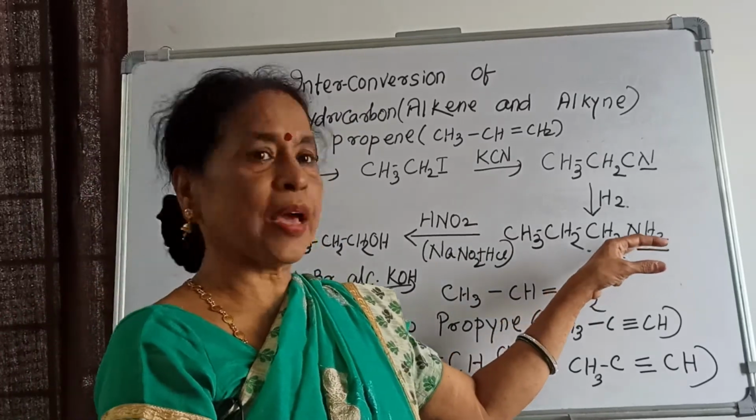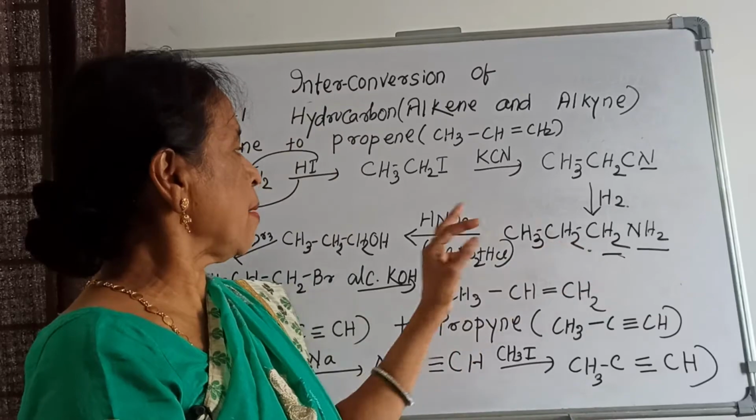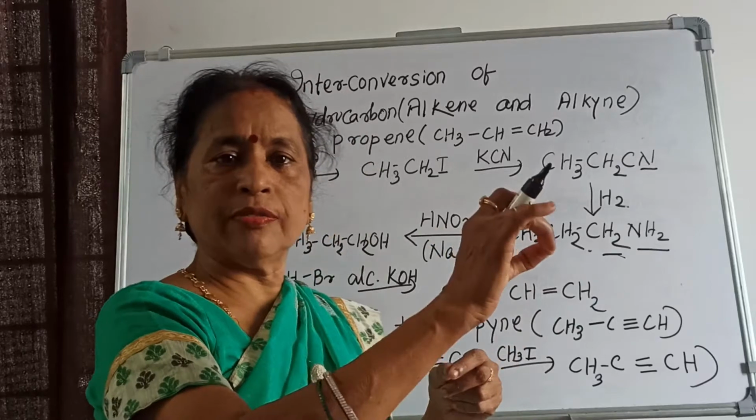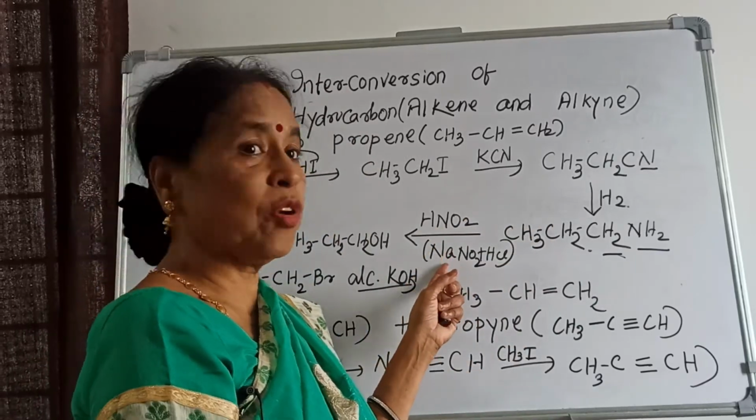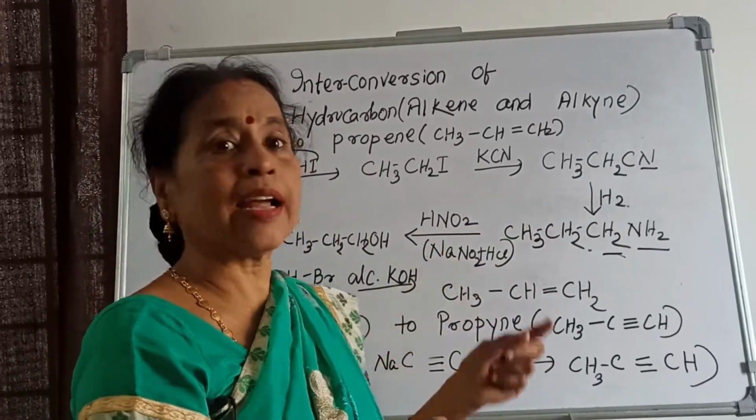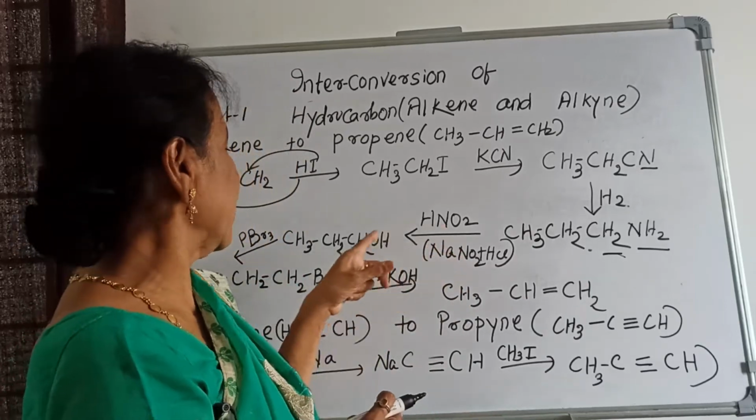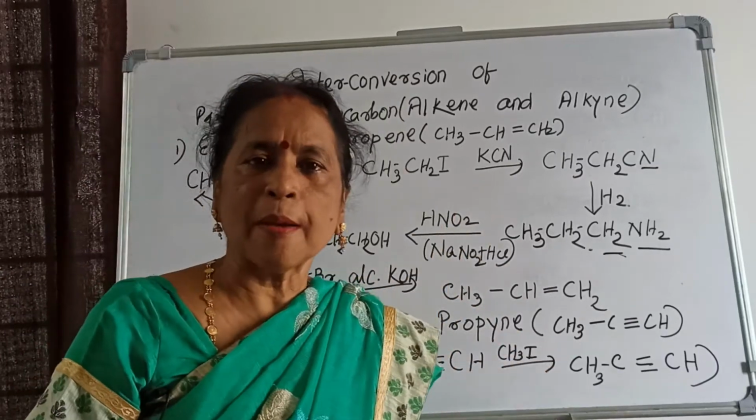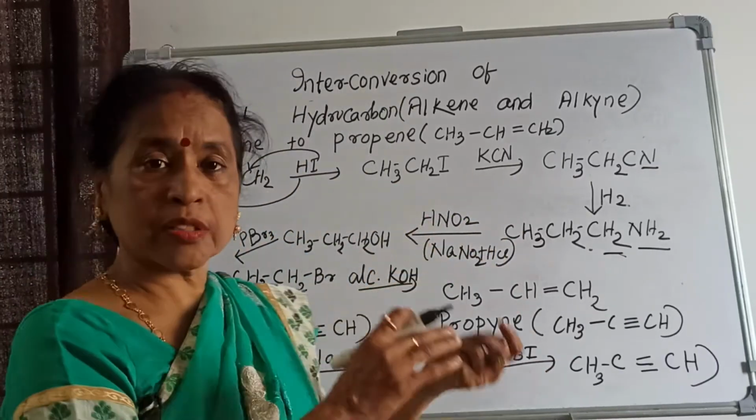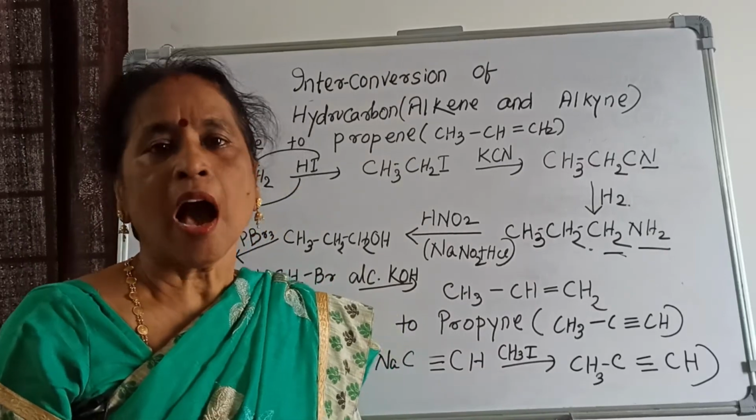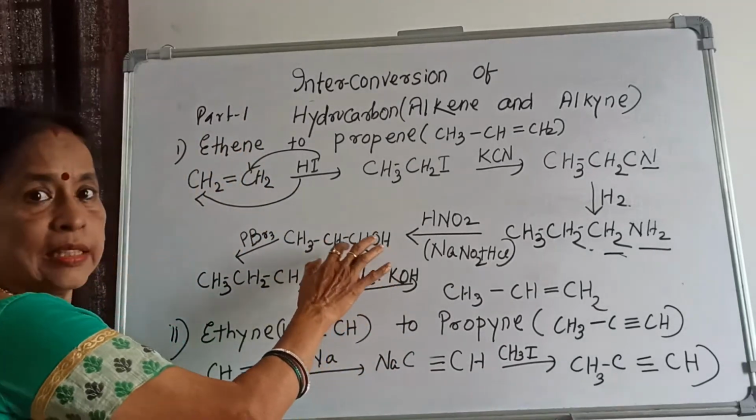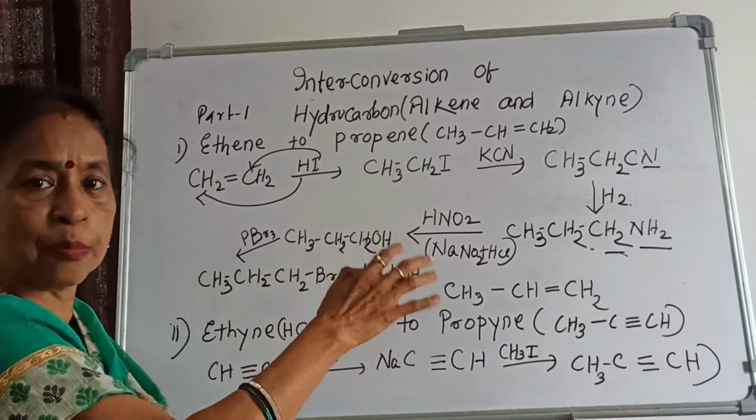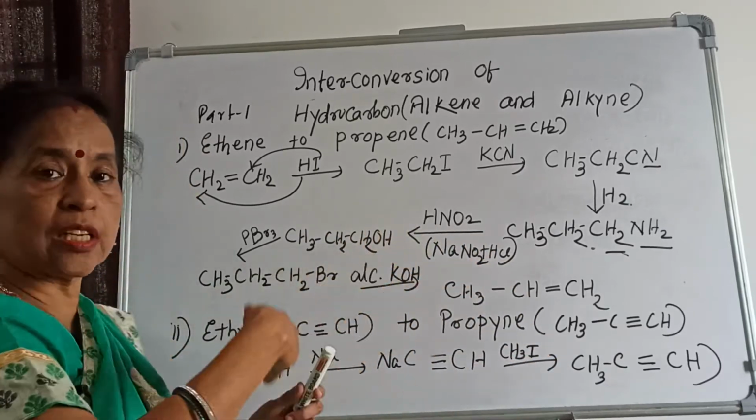This propanamine is a primary amine. What is a primary amine? If NH2, primary amine. When a primary amine reacts with nitrous acid, remember nitrous acid is not available in the lab. That is why you will add sodium nitrite and hydrochloric acid. One should remember, a primary amine when it reacts with nitrous acid gives the corresponding alcohol. That is propyl alcohol, or you can say propanol. IUPAC name: propanol. Common name: propyl alcohol.